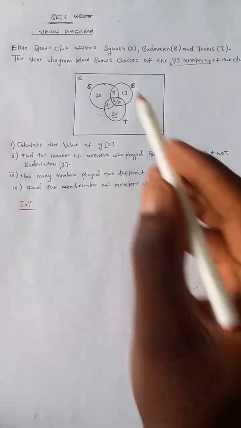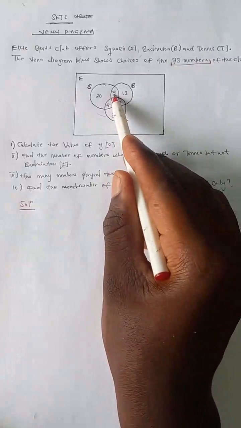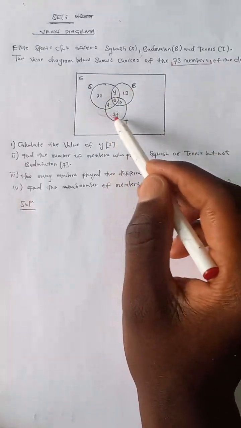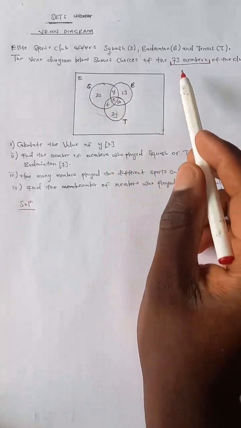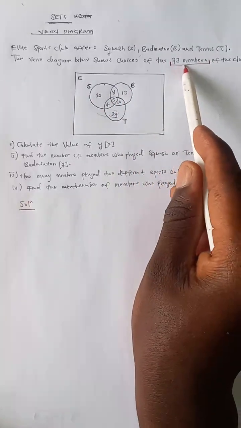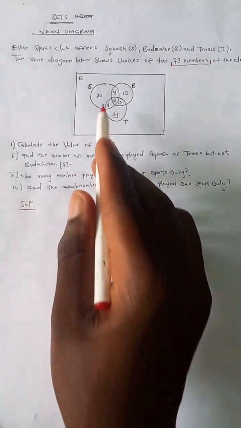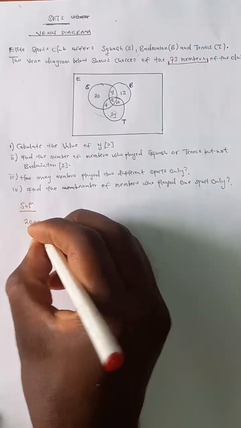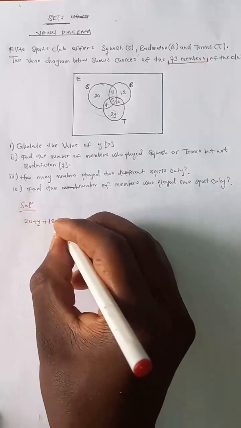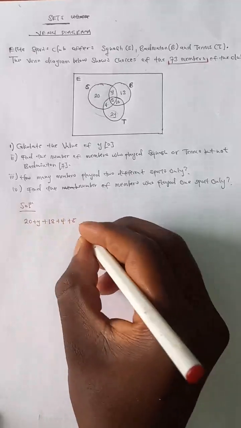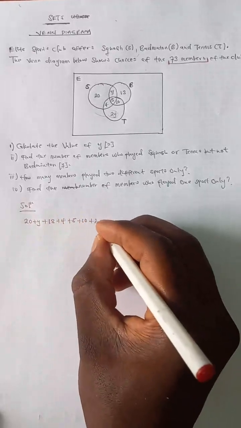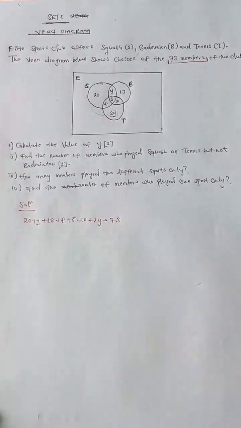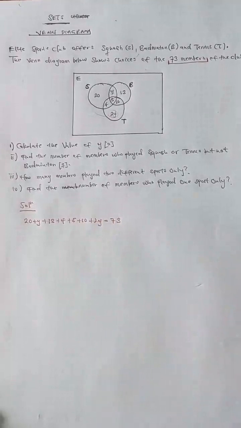To find the value of y, y is here and y is also there. So what we need to do is add everything and equate it to the number of members, which is 73. So to add everything, we are going to add 20 plus y plus 13 plus 4 plus 5 plus 10 plus 2y is equal to 73.